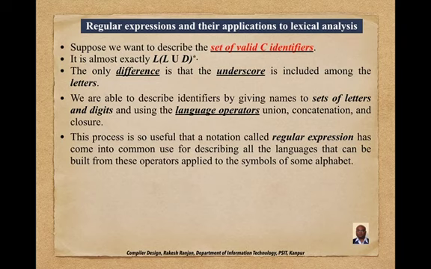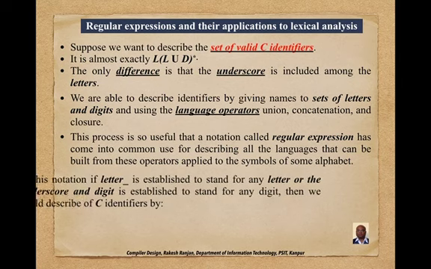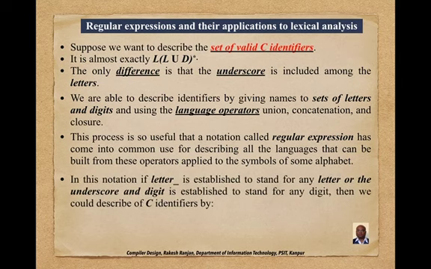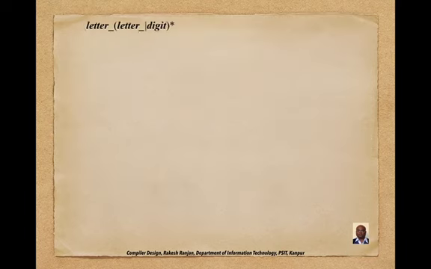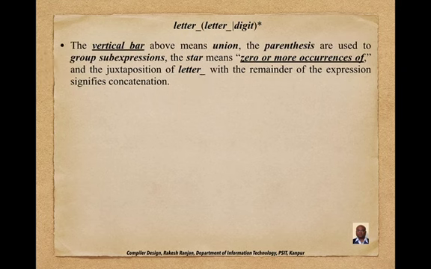This process is so useful that a notation called regular expression has come into common use for describing all the languages that can be built from these operators applied to the symbols of some alphabet. In this notation, if letter_ is established to stand for any letter or underscore, and digit is established to stand for any digit, then we could describe C identifiers as follows. letter_ initially, which means it can be a letter or underscore, and in parentheses the combination, that is letter_ or digit. letter_ (letter_ | digit) asterisk.